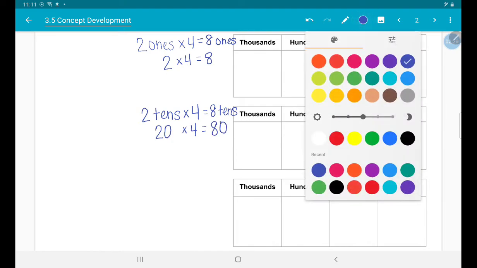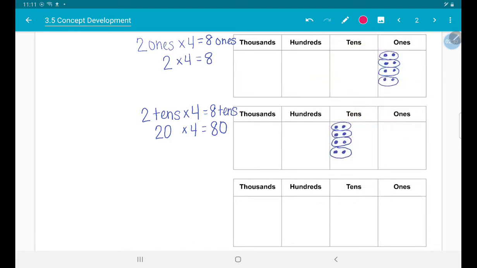I could count those. I'm going to switch colors to count. There's 10, 20, 30, 40, 50, 60, 70, 80. So that proves that my answer is 80.